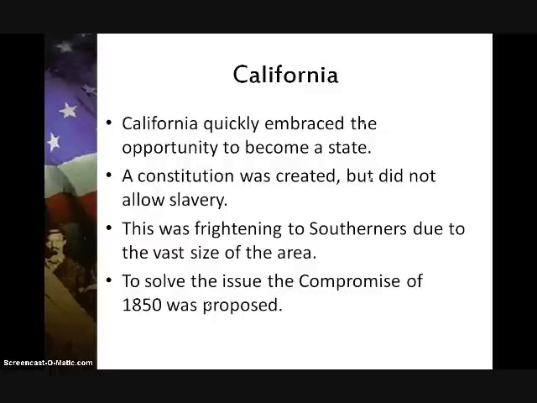We're going to disrupt the number of representatives in the House. The number in the Senate doesn't matter. It will disrupt the free-slave balance there, but it will also increase the number of free state congressmen in the House of Representatives. So to solve the issue, we have the Compromise of 1850.